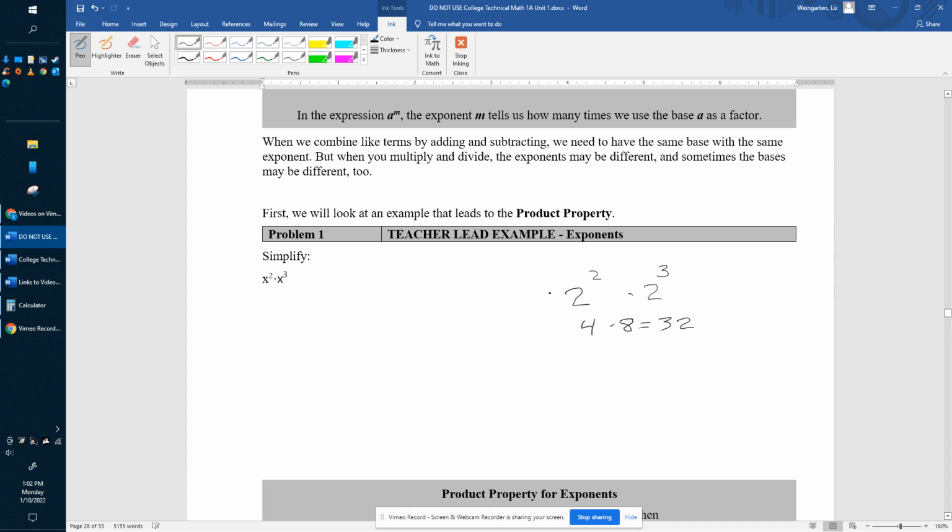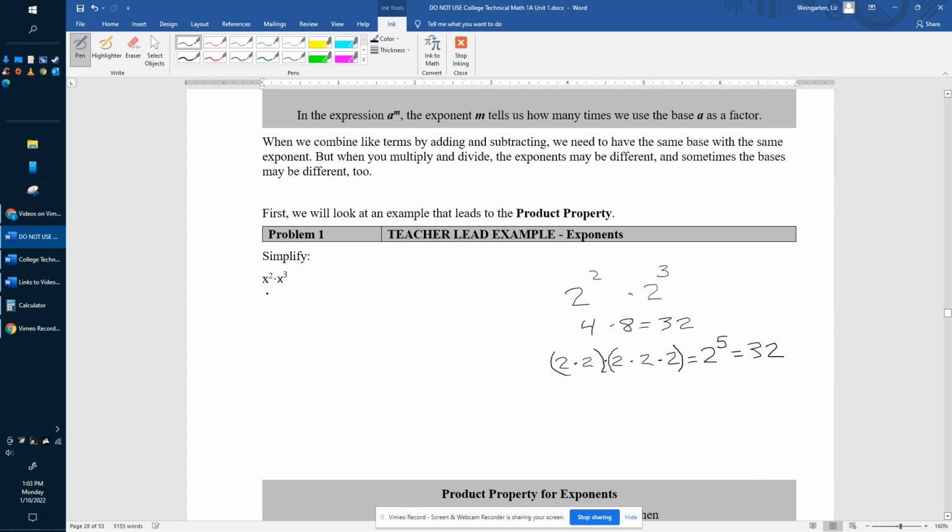Now, the product property for exponents states that we can add the exponents together as long as the base is the same. So this is saying 2 times 2 times 2 times 2 times 2. You can see we started with 2 2's, multiplied it by 3 more 2's. So this is 5 2's multiplied together, and that is 2 to the fifth. 2 to the fifth is also 32.